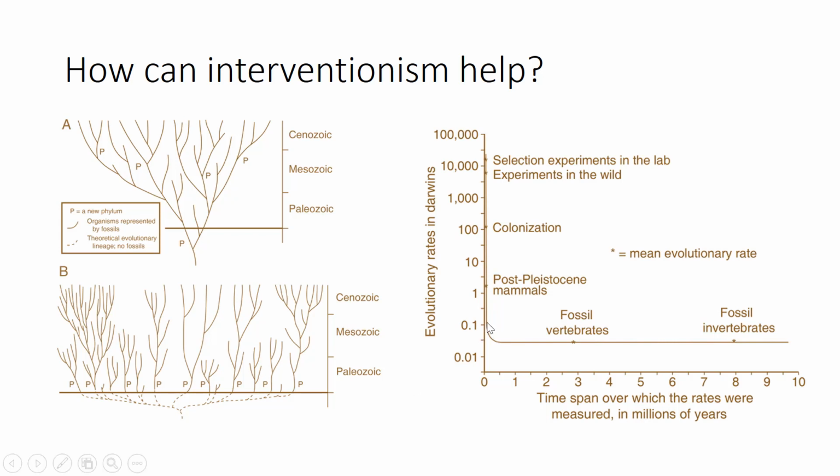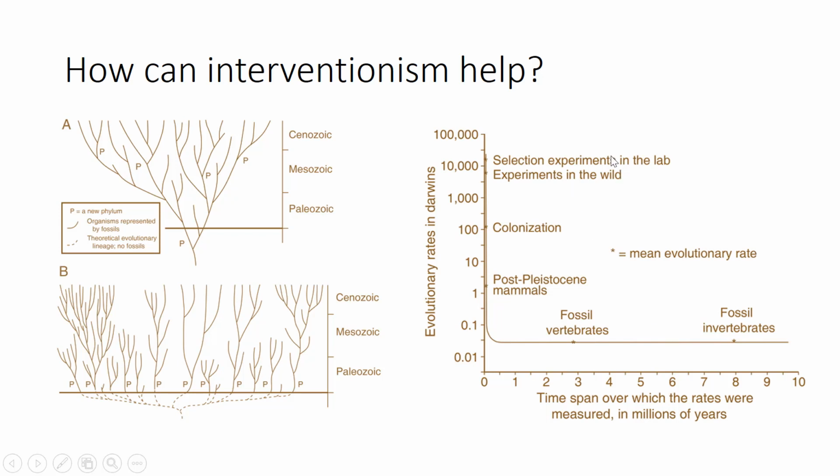Well, an interventionist view would predict that the rate of speciation used to be much quicker than it is now. And so here's a proposed idea over how quickly the evolutionary rate changed. This is what actually matches the fossil record better: that there was at one point a rapid speciation rate that has now slowed as you move through the fossil record.